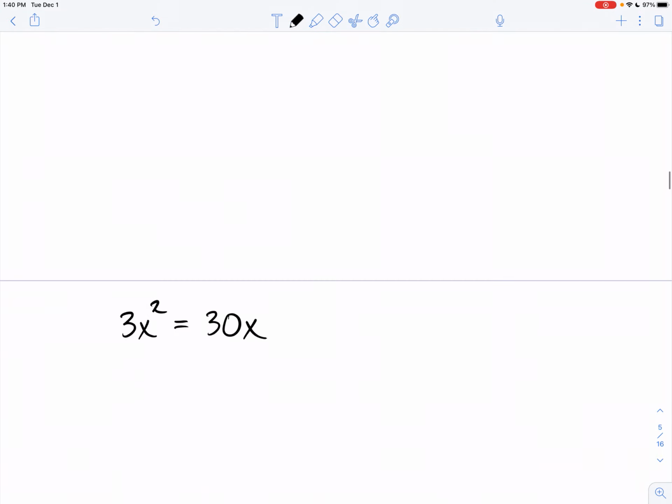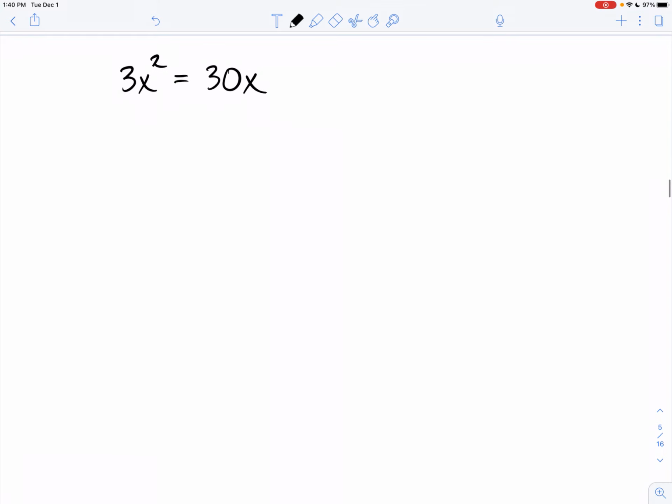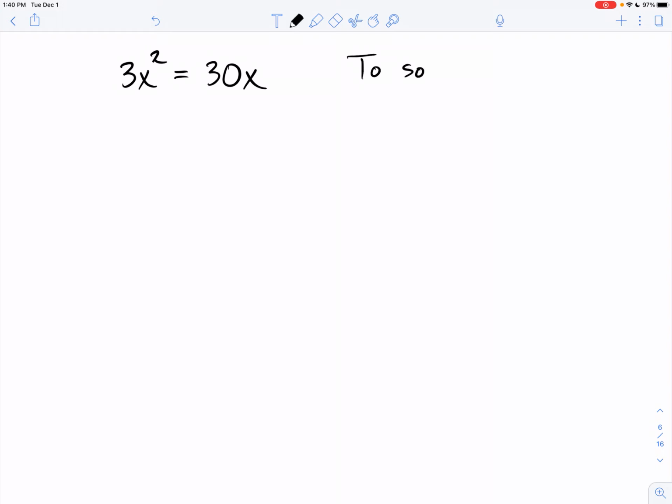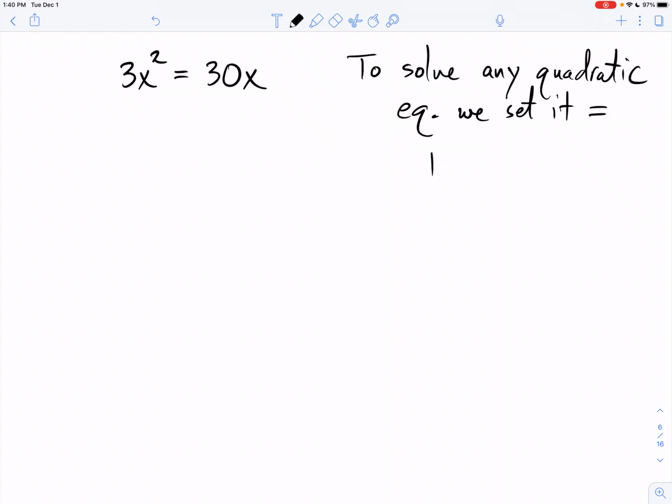Let's look at another one. Oh man, this time it doesn't say equals 0. Okay, that's fine. Remember, and this is in all the videos, to solve any quadratic equation, we set it equal to 0. There's only one time we don't, and that's if we're going to do the root method. That's the only time we don't do that. Well, what do I do?